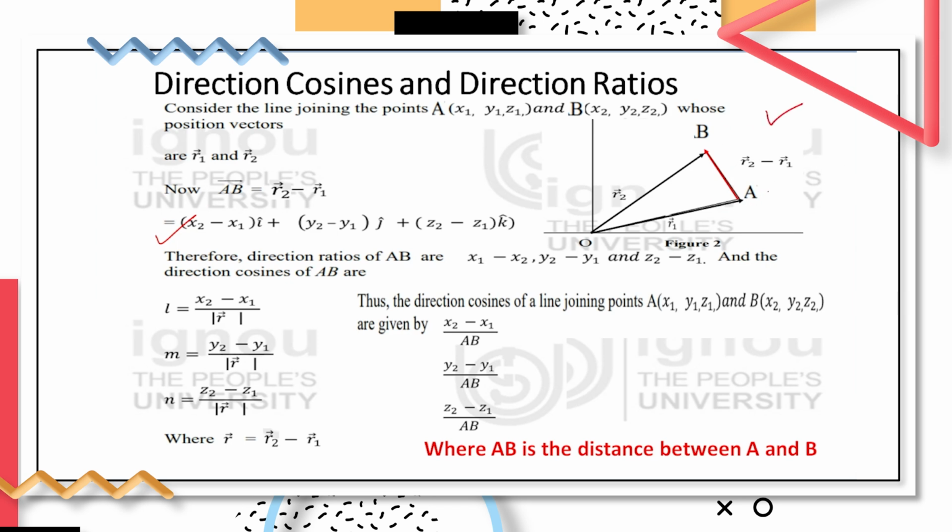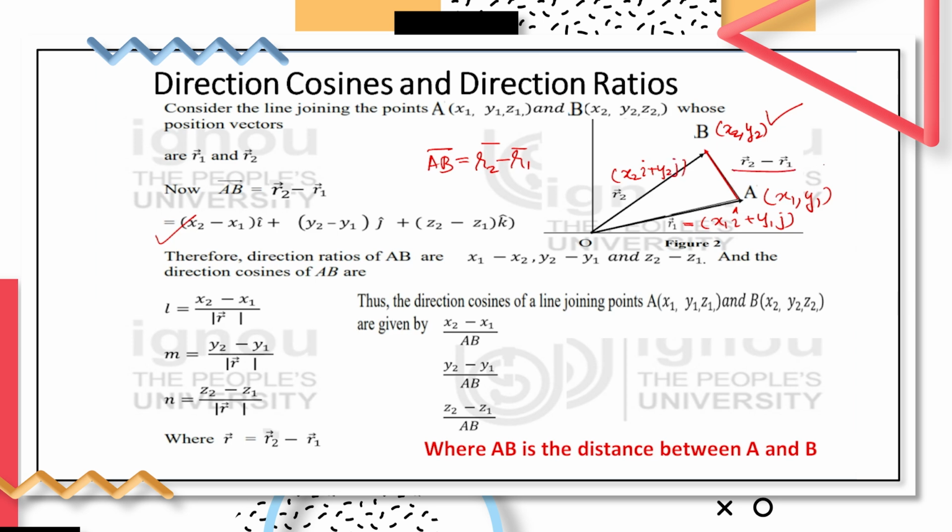Looking into this figure, a point A is there whose coordinates are say x1, y1, and point B is there whose coordinates are say x2, y2. Then the distance between the two will be given by vector AB, which is equal to R2 minus R1, where R1 and R2 are the position vectors for point A and point B, and you can always say that R1 is equal to x1i plus y1j, and R2 is equal to x2i plus y2j.